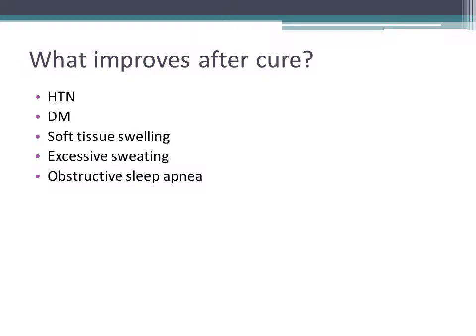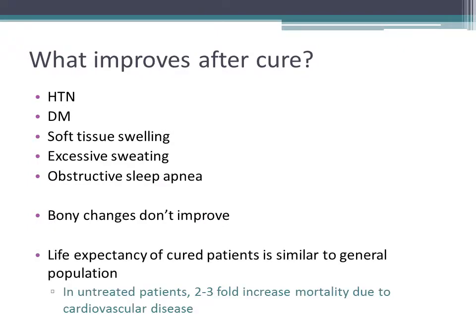So what improves after curing acromegaly? Mainly hypertension, diabetes, soft tissue swelling, excessive sweating, obstructive sleep apnea. These all improve. However, bony changes do not improve, meaning the facial features will improve a bit just because of less soft tissue swelling, but they will not improve drastically or dramatically. Arthritis, for example, is something that we do not anticipate improvement in. And life expectancy of cured patients is similar to the general population. Remember that untreated patients, they have 2 to 3-fold increase in mortality due to cardiovascular disease.